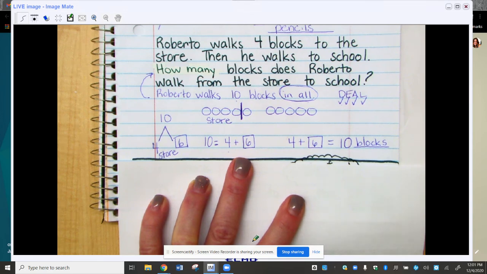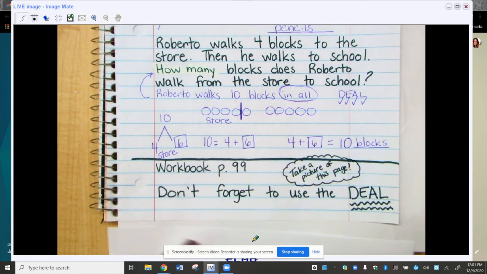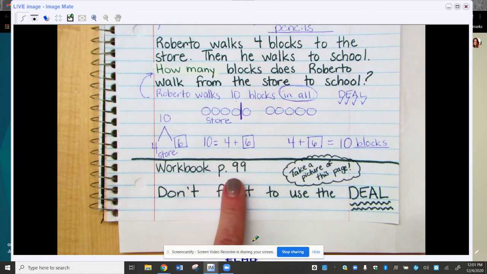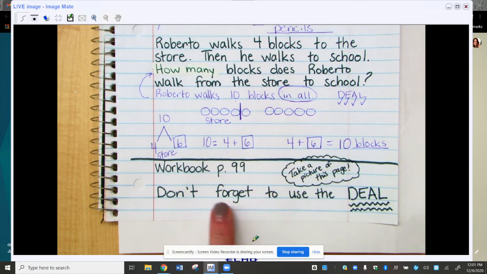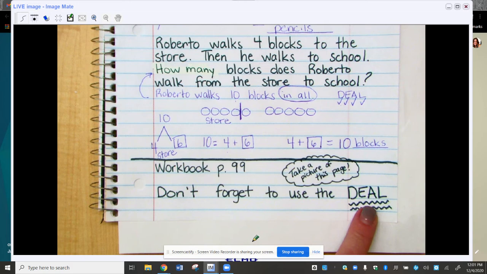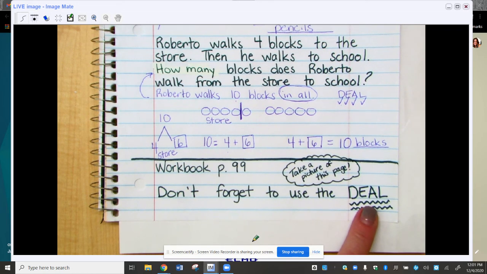Okay, so I'm hoping you're feeling confident with this and you can try some of these on your own. So here's what we're going to do now. We're going to turn to our workbook page 99. And I wrote on here, don't forget to use the deal. So don't forget to write that first thing before you start solving your equation. Your teacher is going to look for that in the rectangle box.